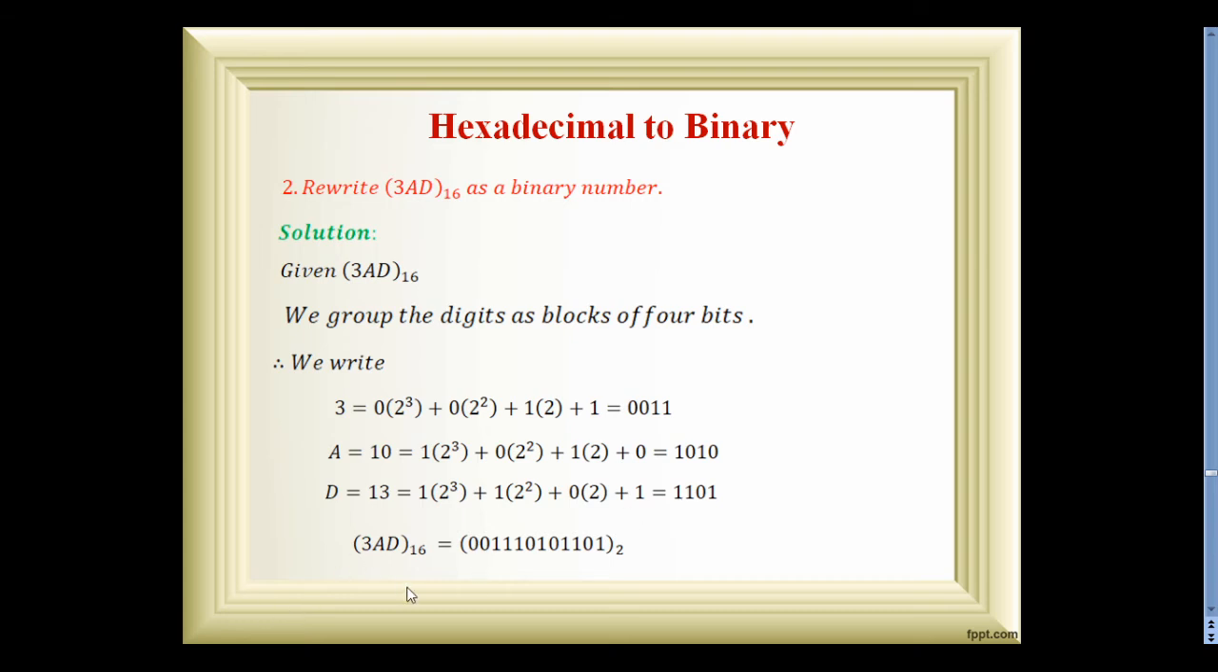Now 380 base 16 can be written as, first thing, 3. What is 3 value? 0, 0, 1, 1. That we have to write. Next one A. What is A value? 1, 0, 1, 0. Write down. What is D value? 1, 1, 0, 1. So write all the digits in order. It is under base 2, which is in binary.